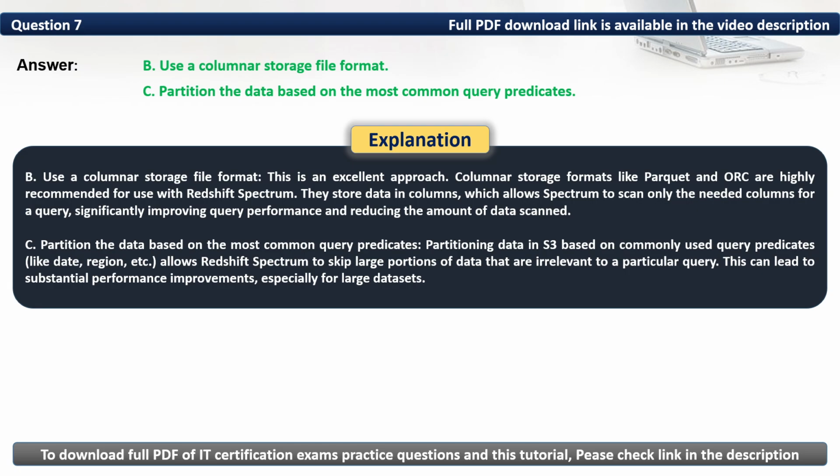About the options, B. This is an excellent approach. Columnar storage formats like Parquet and ORC are highly recommended for use with Redshift Spectrum. They store data in columns, which allows Spectrum to scan only the needed columns for a query, significantly improving query performance and reducing the amount of data scanned. Then we have C, partitioning data in S3 based on commonly used query predicates allows Redshift Spectrum to skip large portions of data that are irrelevant to a particular query. This can lead to substantial performance improvements, especially for large datasets.